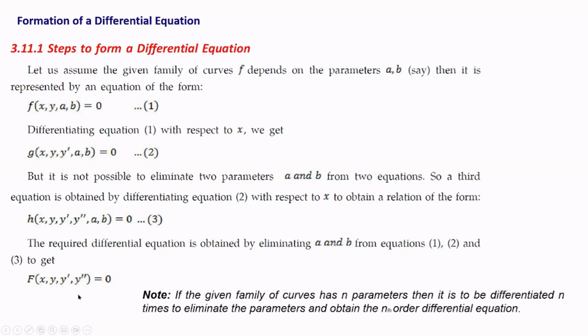So the required differential equation can be obtained by eliminating a and b from 1, 2 and 3. As a result, we get the differential equation as f of x, y, y prime, y double prime is equal to 0. If the given family of curves has n parameters, then it has to be differentiated n times to eliminate the parameters and obtain the nth order differential equation. We usually have only 2 parameters, so it is enough if we obtain up to the second order differential equation.